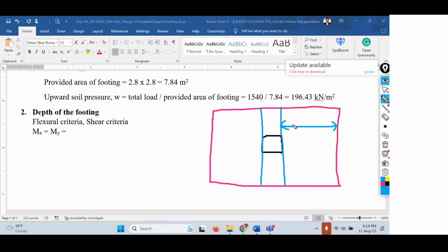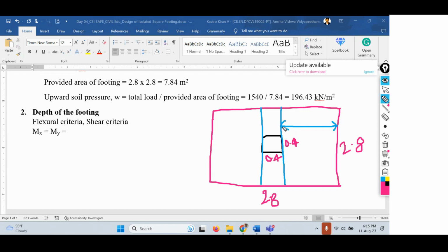So how to calculate this distance? What is the length of the footing? The length of the footing is 2.8 meters, and the width of the footing is also 2.8 meters. And what is the size of the column? The size of the column is 400 by 400 mm, which is provided in the question. So let me write it here, 0.4 meters, and this is another side of the column, 0.4 meters.